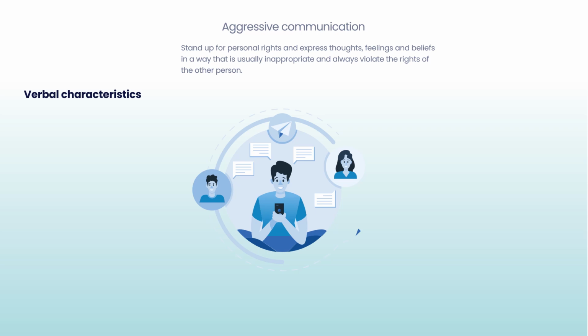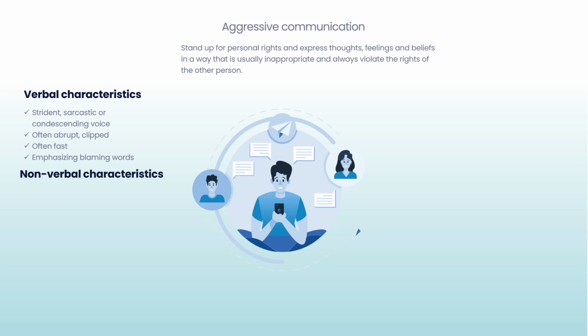Let's see some characteristics in terms of verbal characteristics. Strident, sarcastic, or condescending voice, often abrupt, clipped, often fast, emphasizing blaming words. If you see that you have these verbal characteristics, we understand that you have an aggressive communication style, which mostly results in short temper.